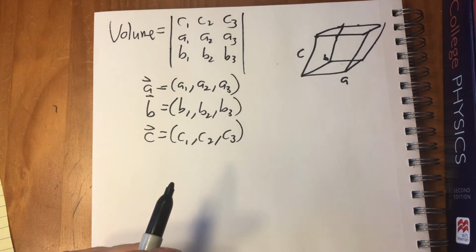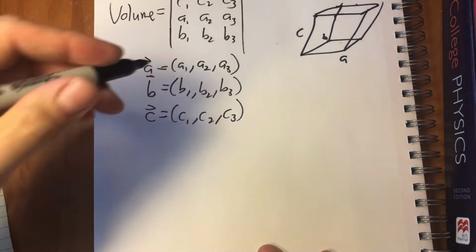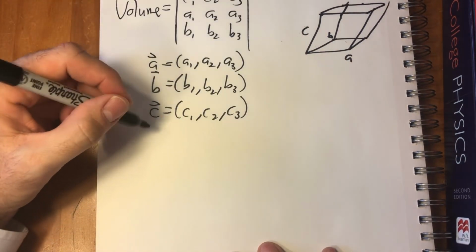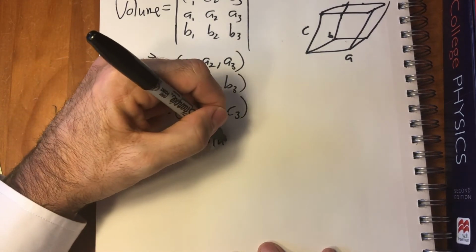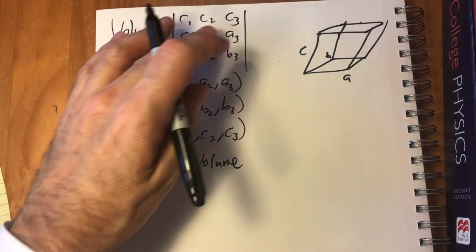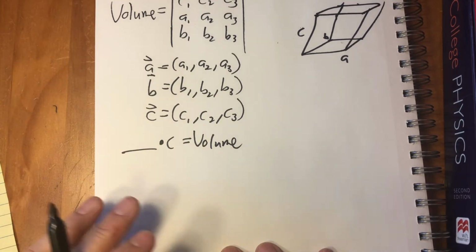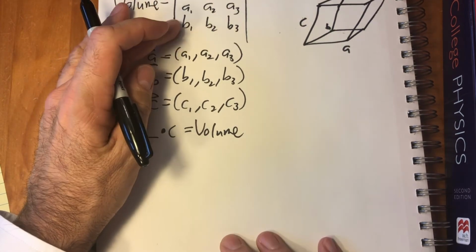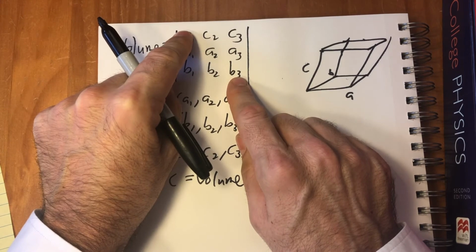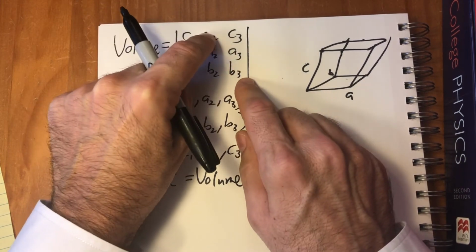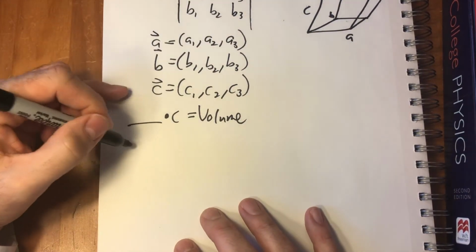So this is what we want to equal something dotted with C equals the volume, right? So this determinant equals something dotted with C. So we know that the 3 by 3 determinant, if we calculate this, it's always the minor determinant times the other one, plus the minor determinant times the other one, plus the minor determinant times the other one.